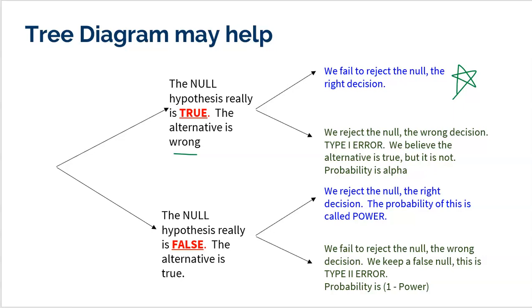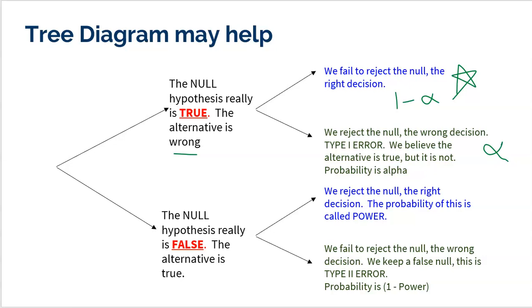But a type 1 error is when we do reject that null and we believe the alternative is true, but it's not. The probability of this happening in any given problem is equal to your alpha level. So your significance level is actually equal to the probability of a type 1 error. If doing the wrong thing is your alpha level, then 1 minus alpha would be the probability that you fail to reject the null when you should, because remember, the null is really true.